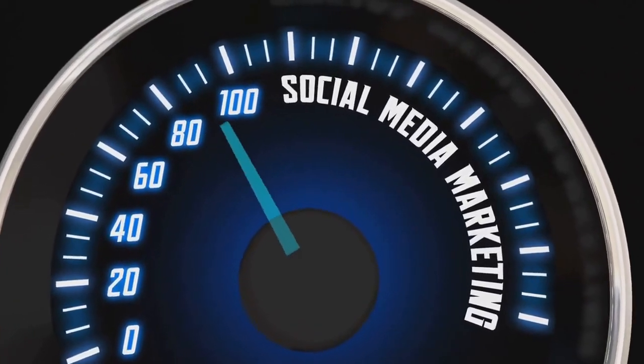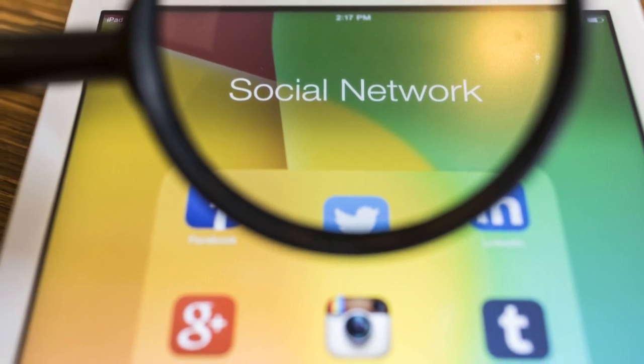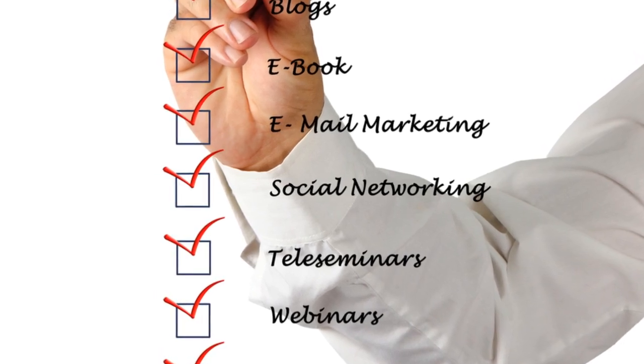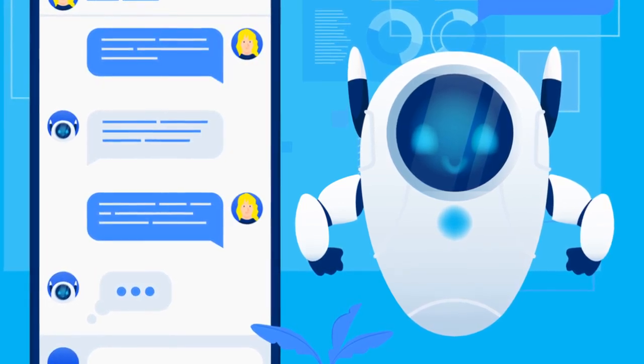Next, research the tools and platforms available. There are plenty of AI-powered tools out there, like Hootsuite, Buffer, and Sprout Social, that can help you streamline your social media efforts. Let's look at some specific examples of AI in action.